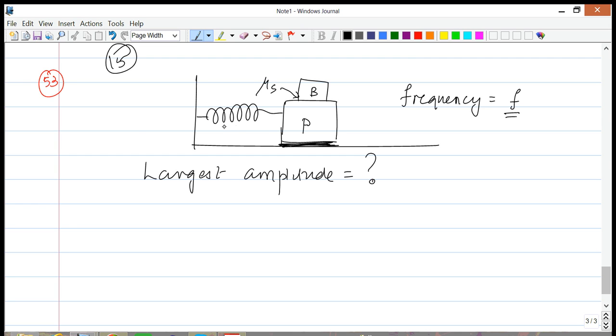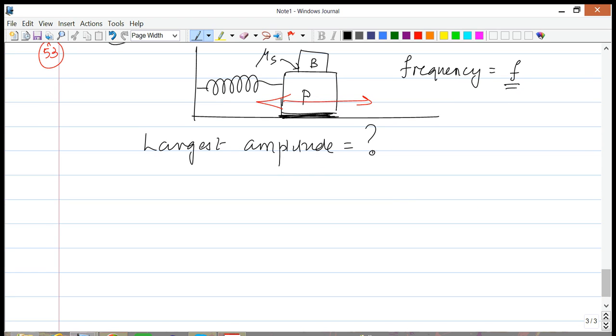The question is, what is the largest amplitude with which this can oscillate? This guy is going to oscillate back and forth. It says, what is the largest amplitude it can have such that the large block still sits on it? This problem is actually a very simple problem. We've already done problems like this where you have to find with what acceleration P can move such that B sits on it.